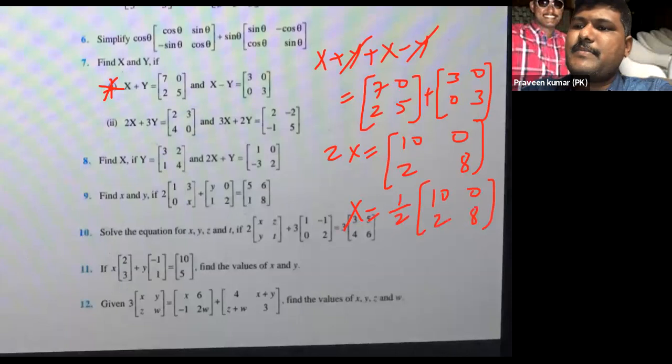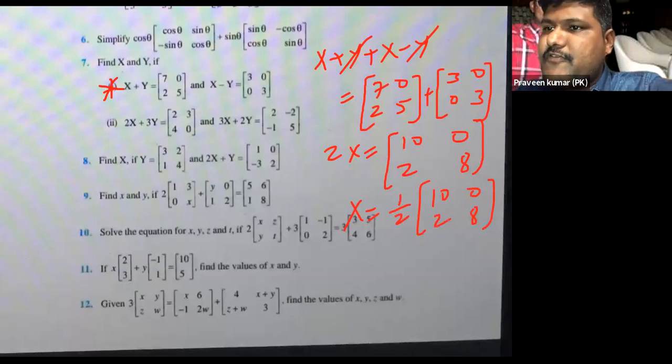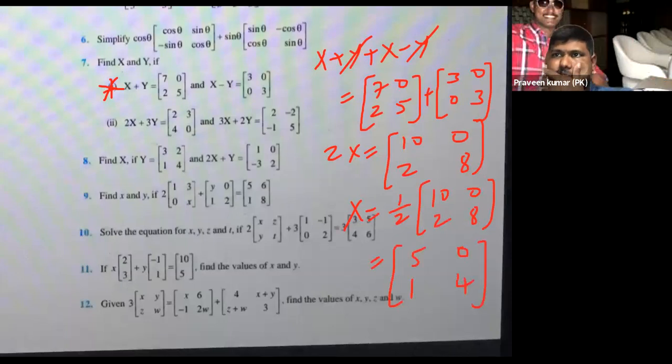X is equal to 1 by 2 into 1002 8. So 2 will come to the right hand side, meaning 1 by 2. 10 by 2 means 5. 0 by 2, 0. 2 by 2, 1. 8 by 2, 4. Understand? Understand, everyone?